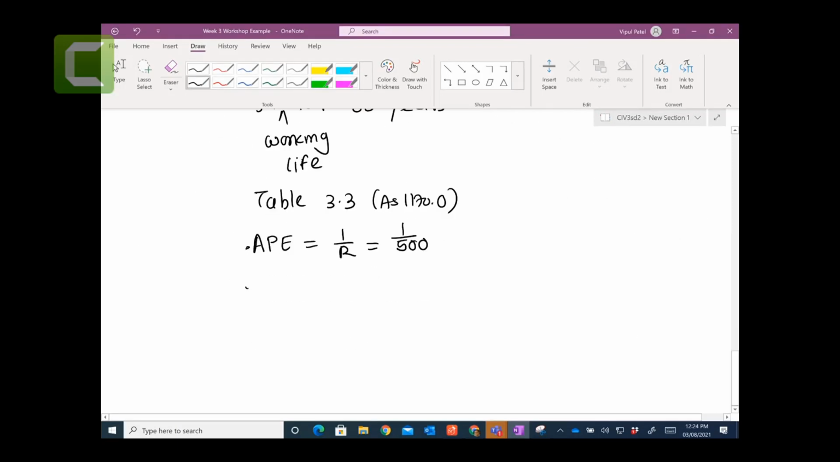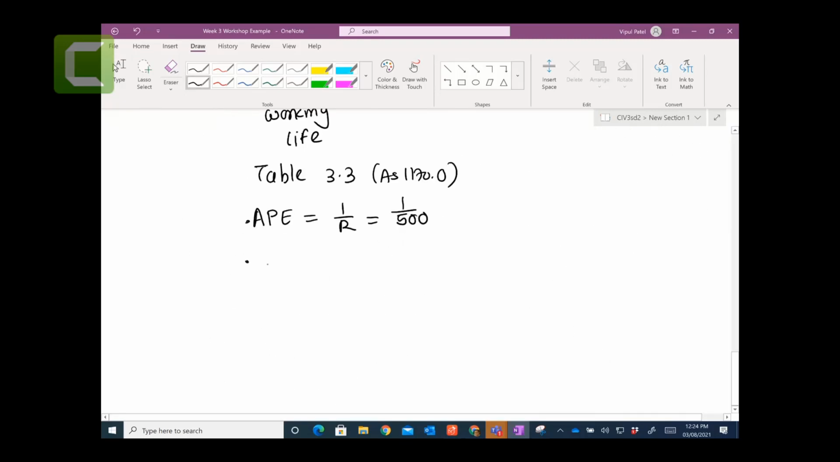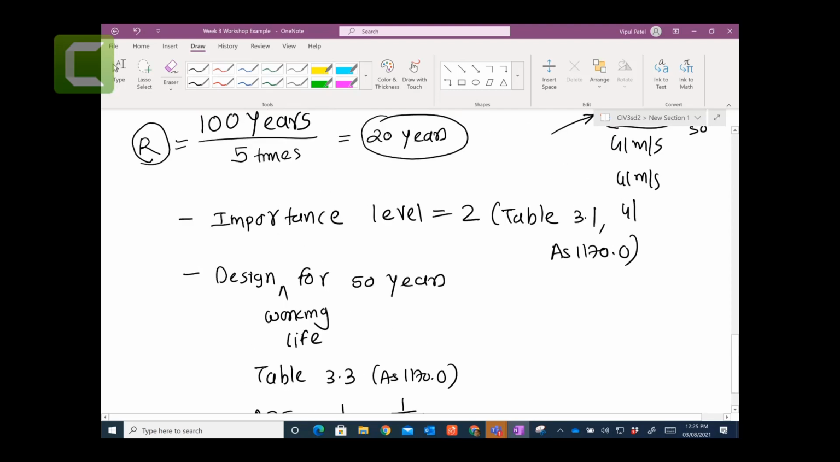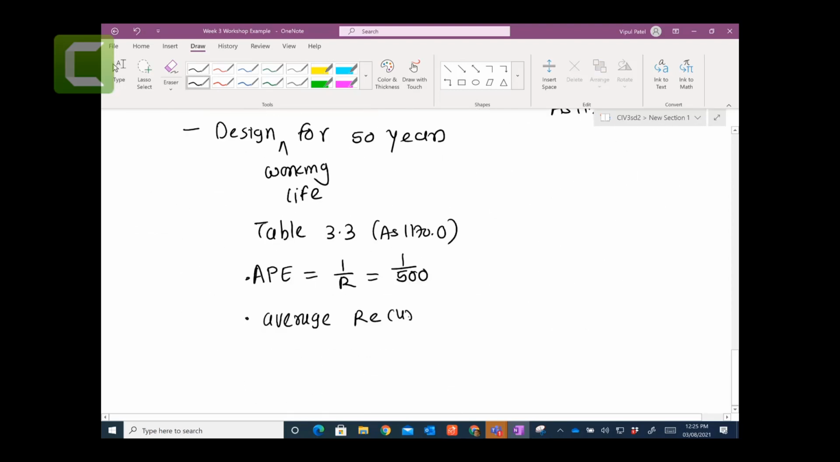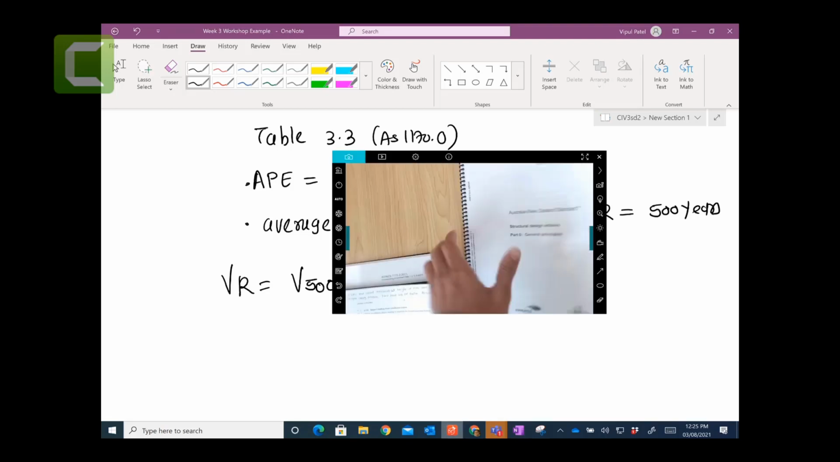That means the average recurrence interval equal to R equal to 500 years. Right, so we can say that VR equal to V500 equal to. Now we can go back. Let's turn this one here.